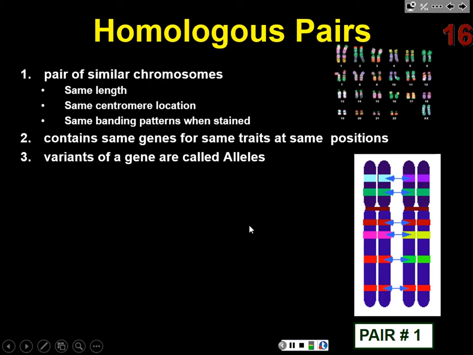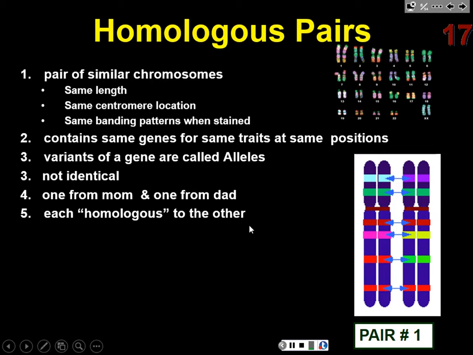Okay? If we're talking about plants, the gene could be for height in a plant. The alleles might be tall and short. The gene might be for flower color. The alleles might be purple and white. So the allele is the form that gene would take. Okay? These are not identical. One came from your mom, one came from your dad. And we would say that they're homologous to each other or they are homologs. Okay? They're homologous or they're homologs.